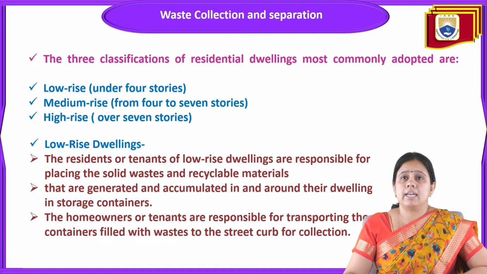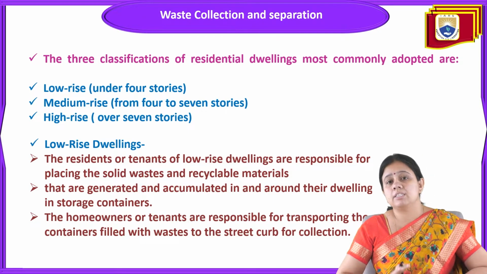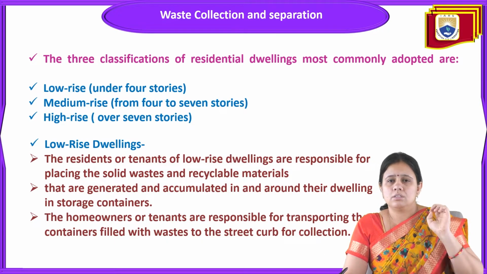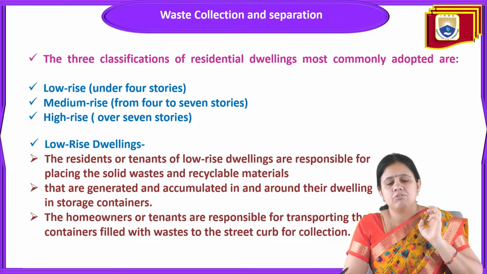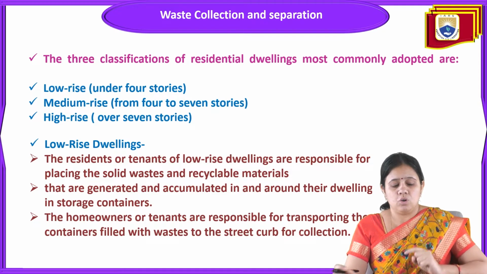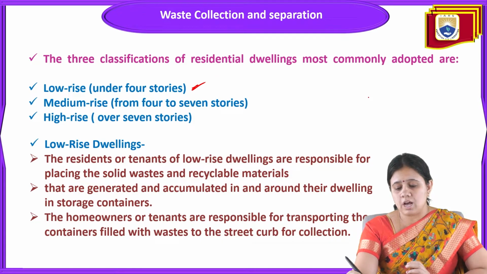Now comes the next point, which is collection and separation. There are three types of residential dwelling mainly adopted in our country. So this residential area has been divided into three: first is low rise buildings, then medium rise, and high rise. Low rise means houses up to 4 stories.